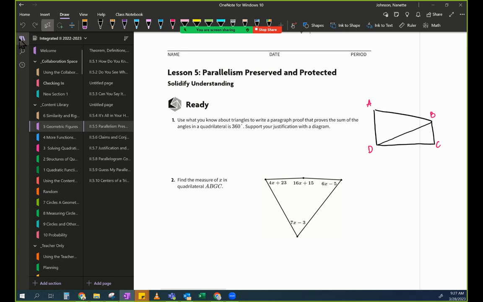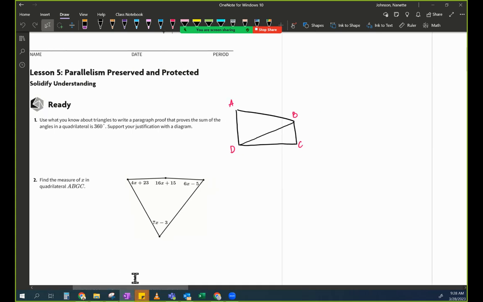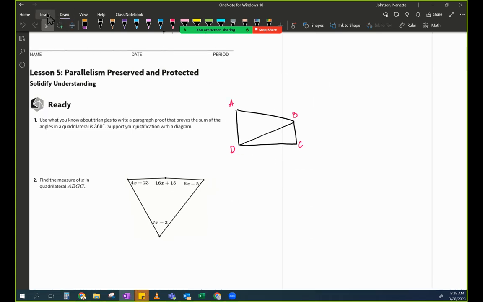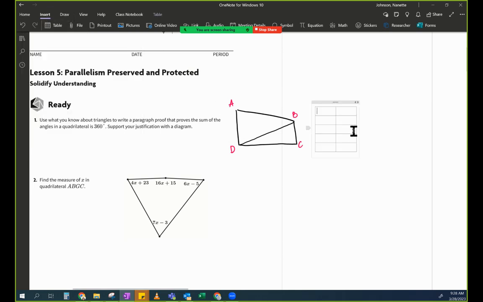So when we're doing proofs like this, generically, I'm just going to say given there's two triangles. Okay, so let me insert a table. Go this way like that maybe. Okay, so this is your statements, and then this is going to be your reasons. So I'm going to say given that we have triangles ABD and BCD. Okay, so I'm just going to say given.